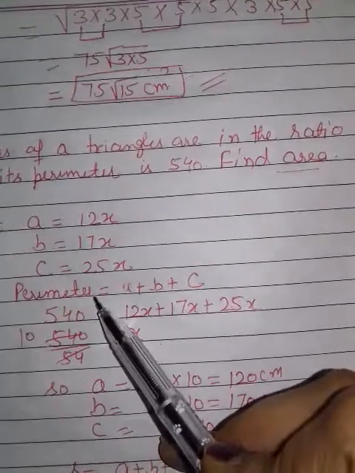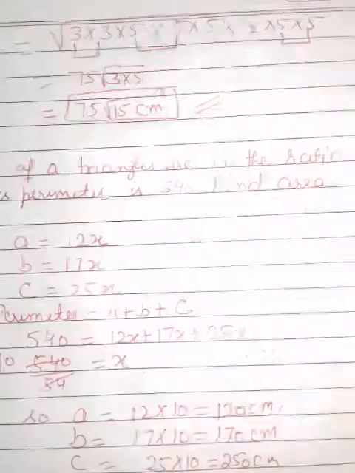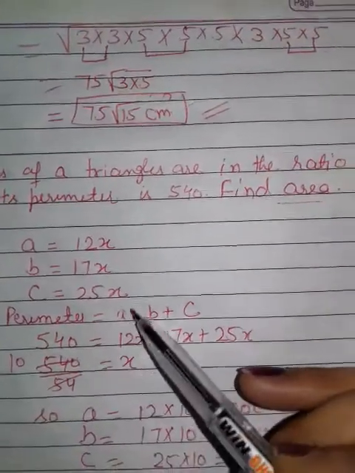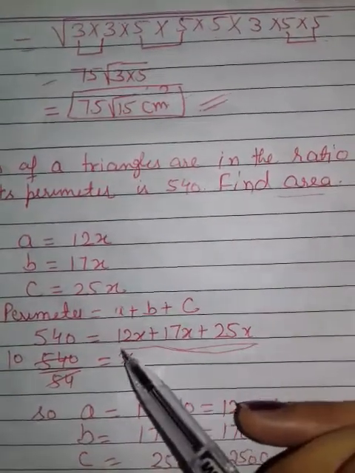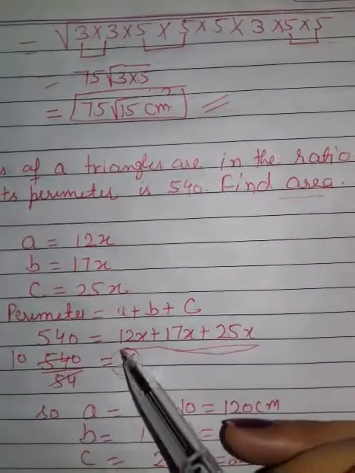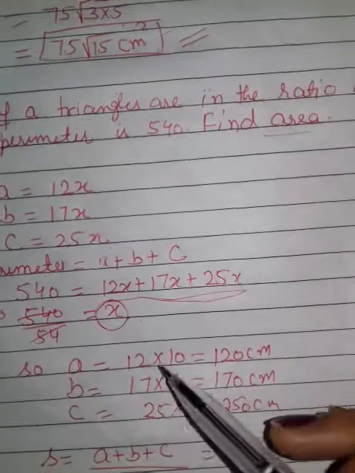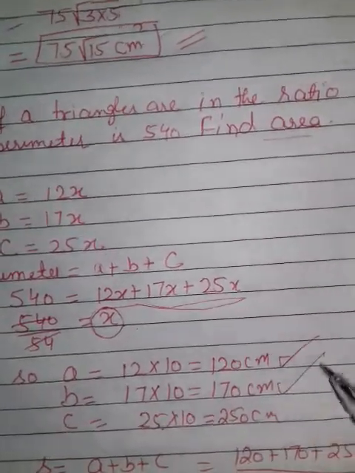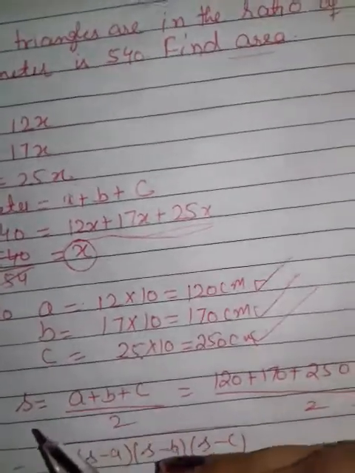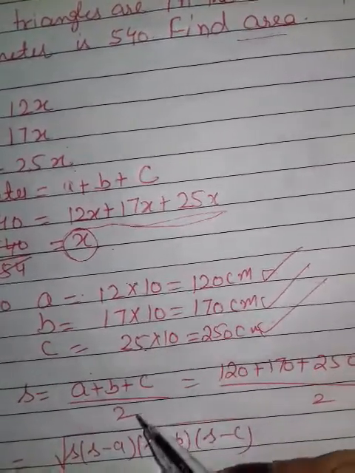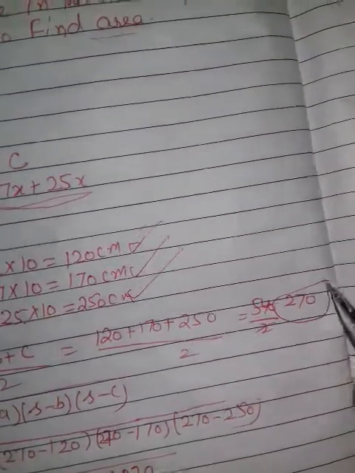So perimeter is, you know, the sum of all sides. I put A plus B plus C as the perimeter, I put the sides here also. Then I solved it, it will become 54x. 54 I divide, you got x. After getting x, you will put it in the sides. I also put it in this manner, you will get A, B, C, means the sides of the triangle. Then S is your what? A plus B plus C upon 2. I put and divide by 2 and I am getting 270.